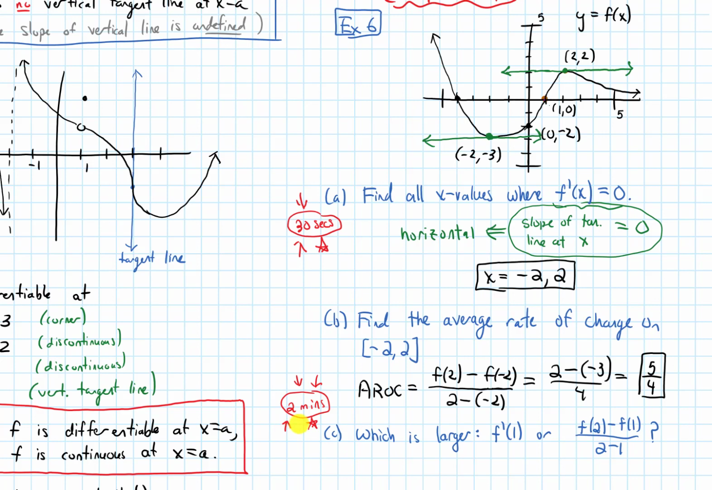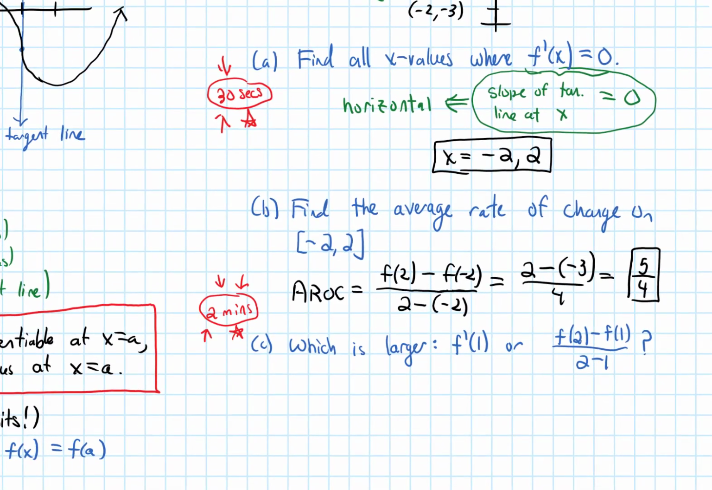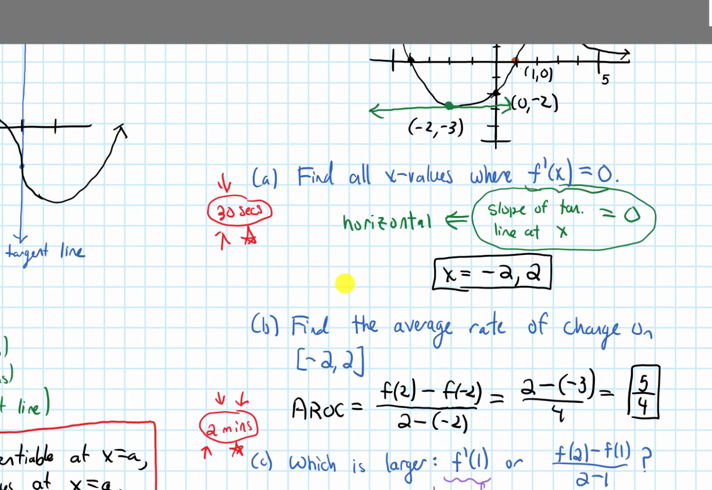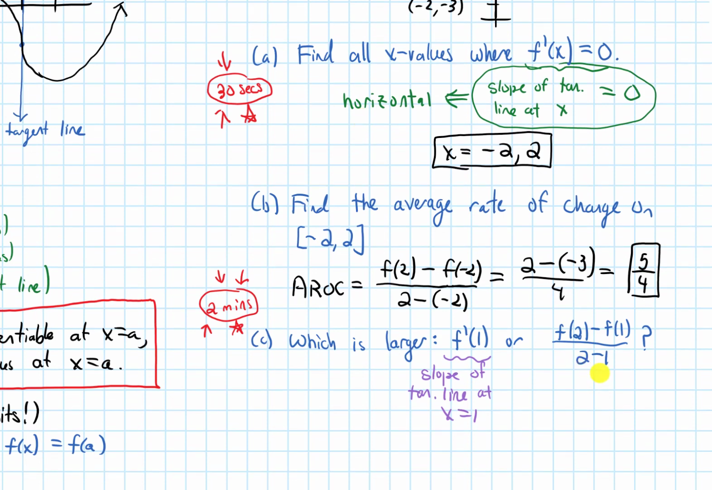Alrighty, so hopefully you've paused it and tried it for about 2 minutes. Let's talk about it together. Remember that the derivative, in this case the derivative at 1, represents the slope of a tangent line. So this is the slope of the tangent line at x equals 1. Actually, let's state what the other side represents and then I'll draw both of them in.